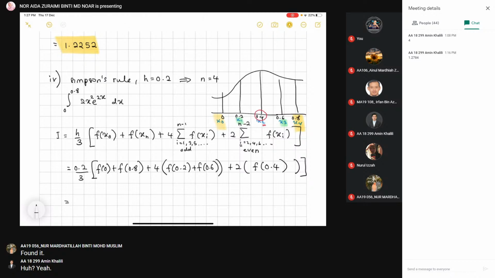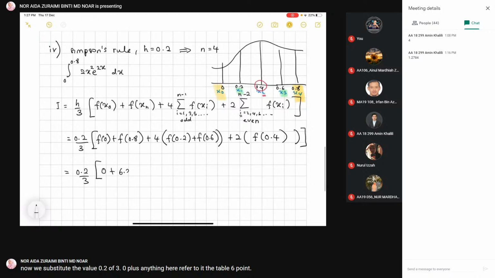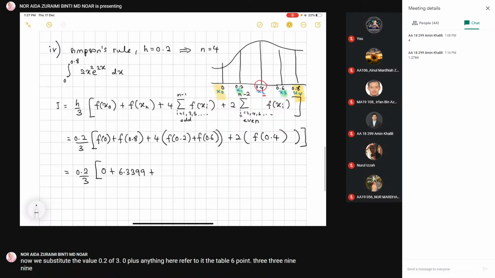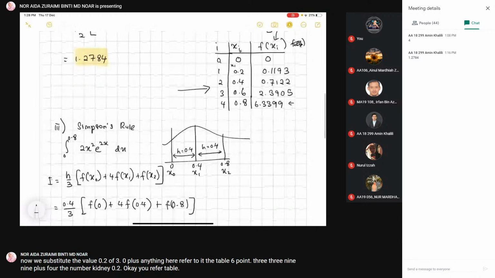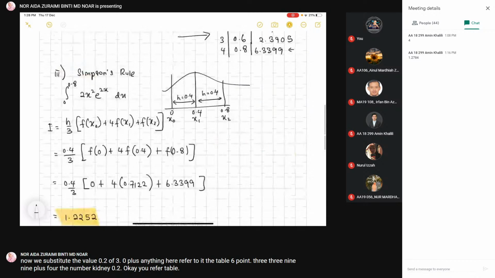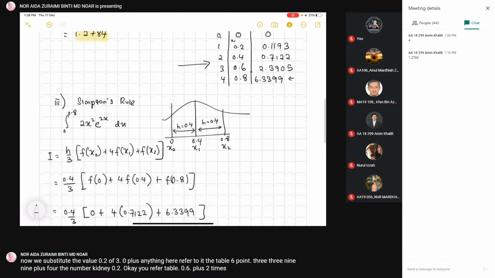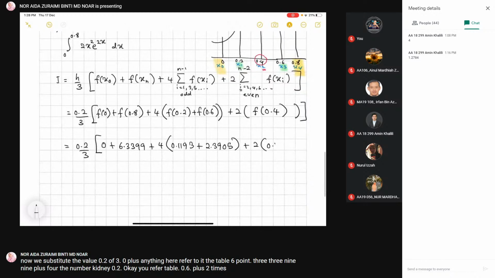So, now we substitute the values. 0.2 over 3, 0 plus, yang ni tak ingat dah. Okay, refer to the table. 6.3399 plus 4 dalam bracket ni 0.2, you refer to the table, plus 2 times. Okay, now we can solve.